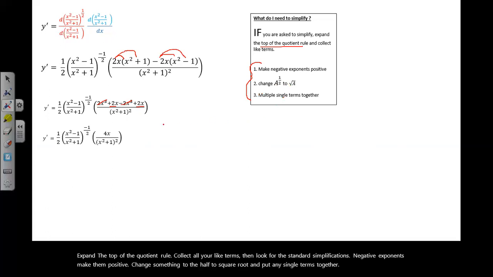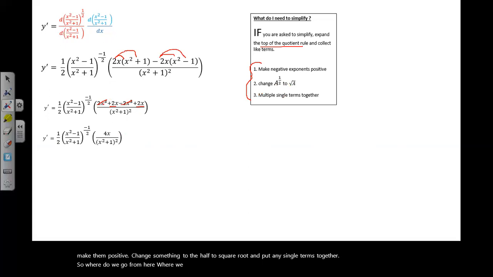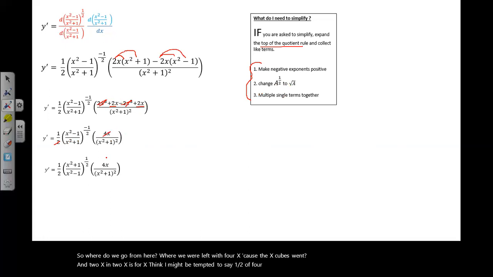So where do we go from here? Well, we were left with 4x because the x cubes went, and 2x and 2x is 4x. I think I might be tempted to say 1/2 of 4x is 2x. I guess I'll do that later.